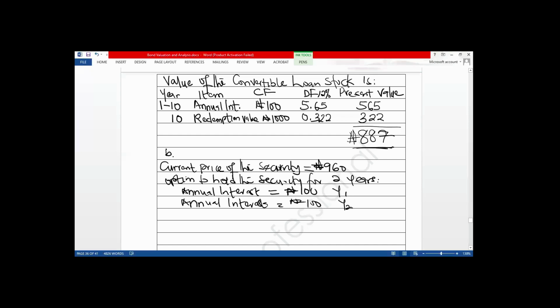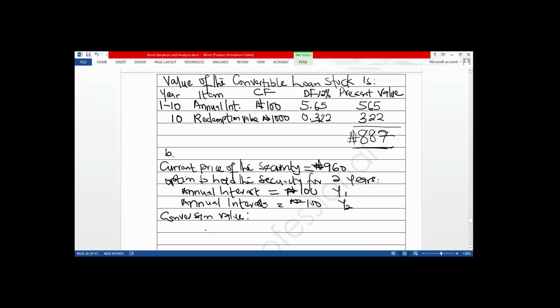At the end of year 2, you must exercise your right of conversion because you only have a 2-year option. At the end of year 2, you must exercise your right of conversion. You now convert the debt to ordinary shares. Look at it. Conversion value.